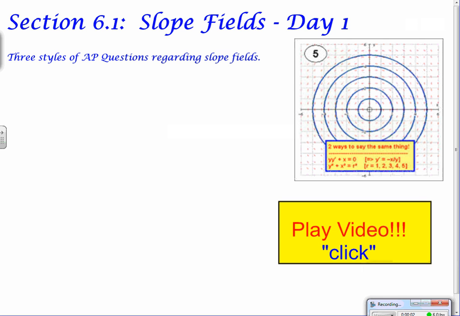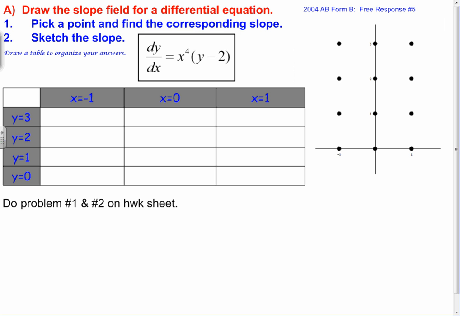Hello AP Calc. I am working on slope fields today, section 6.1. This will be the first day of it. What we're going to look at is three typical styles of AP questions that revolve around slope fields. So here we go.